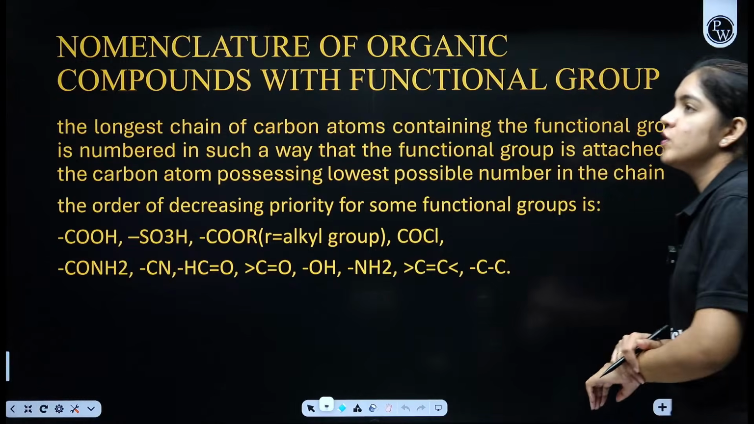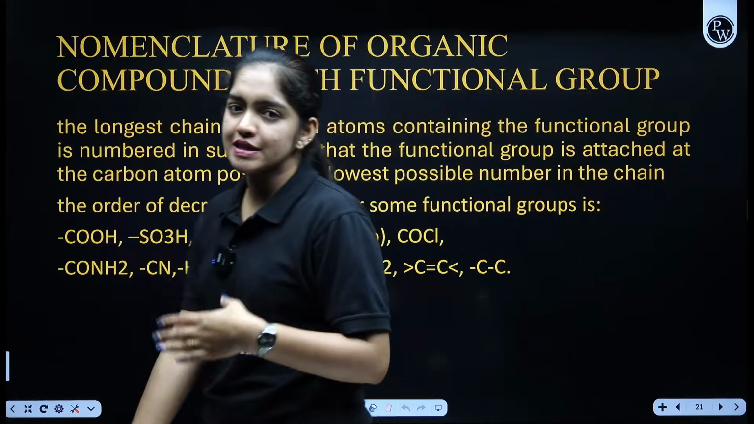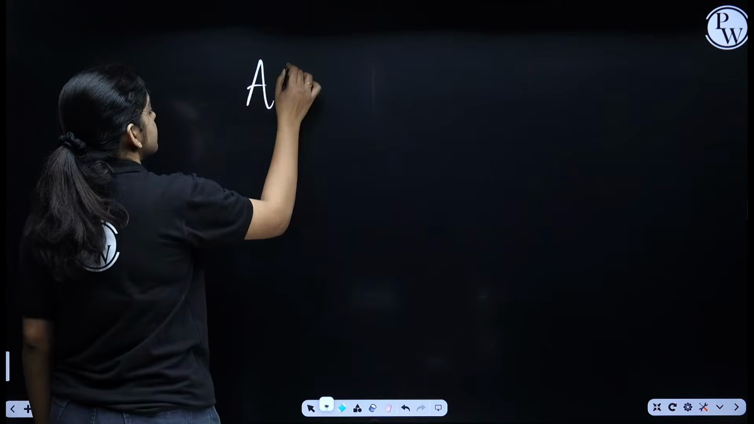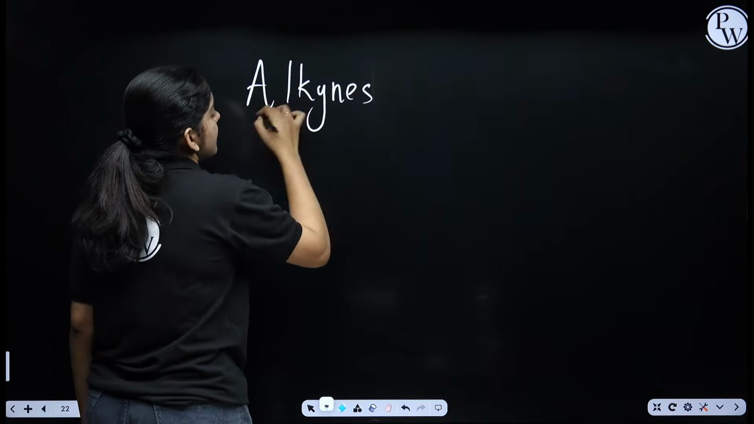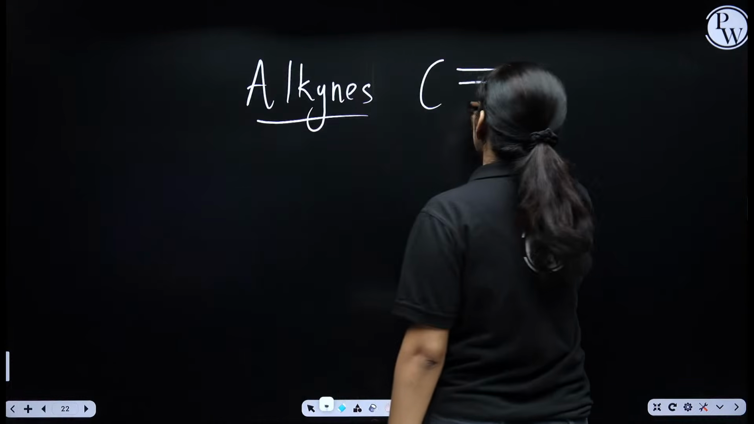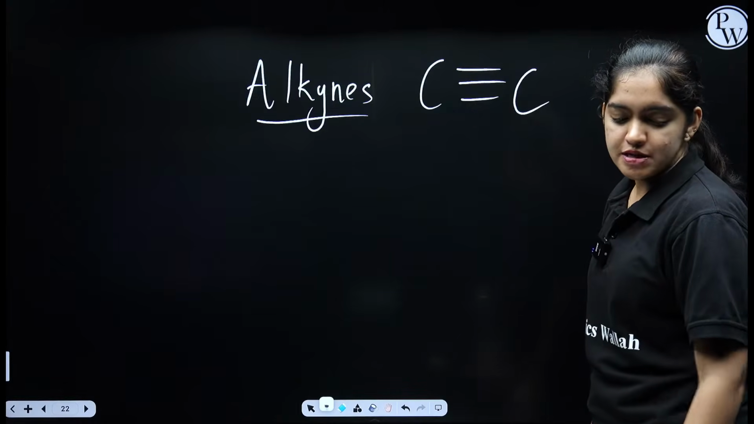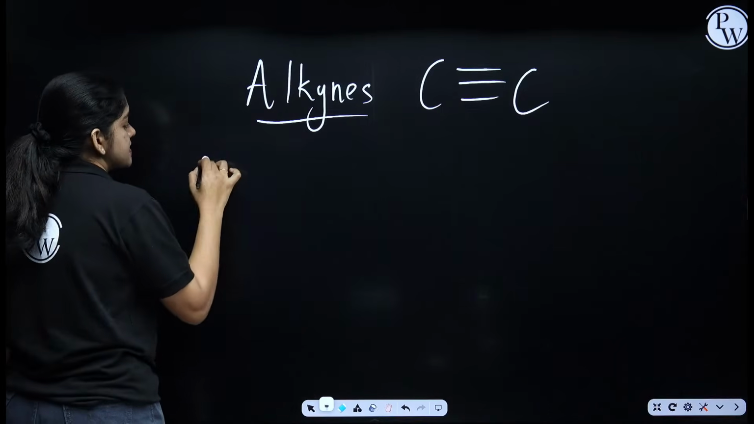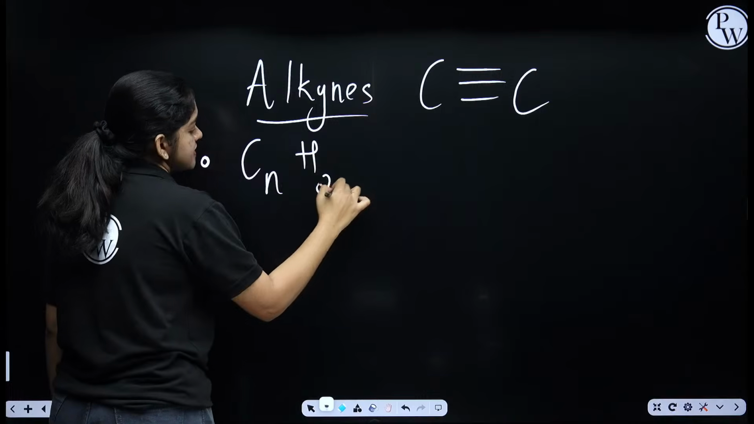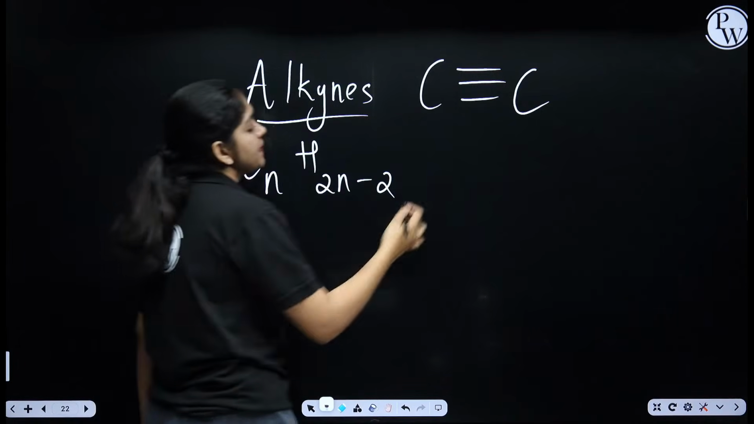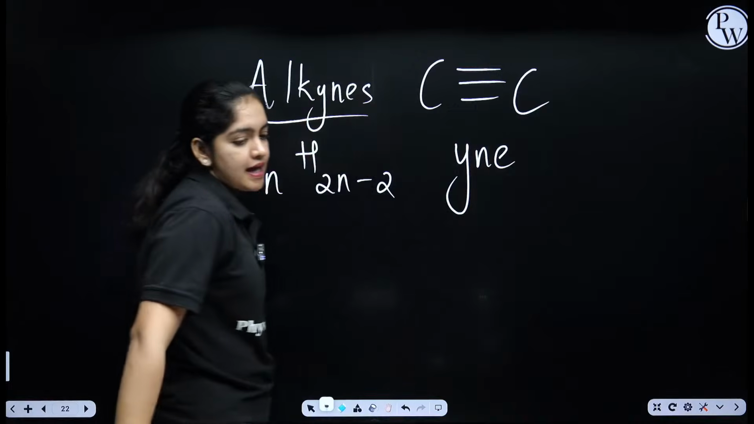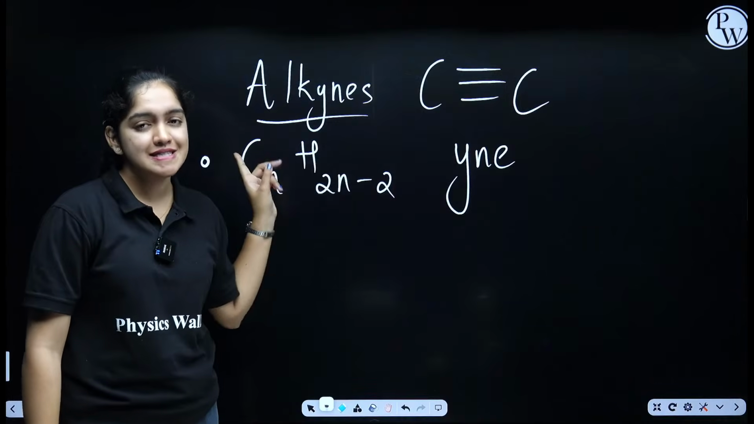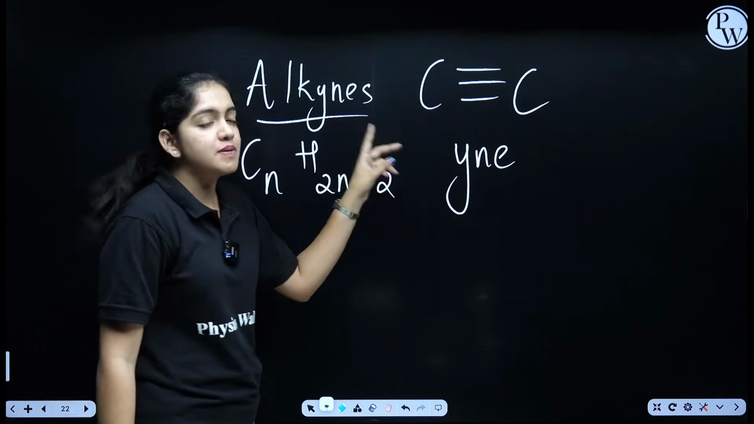So, almost we discussed alkene, and one more thing is remaining, that is alkyne. That also we can discuss. What is meant by alkyne? Alkyne means carbon containing at least one triple bond between them. That is C triple bond C. That is alkyne. And the general formula is what? The general formula is C N H 2N minus 2, and the name will be ending with YNE.